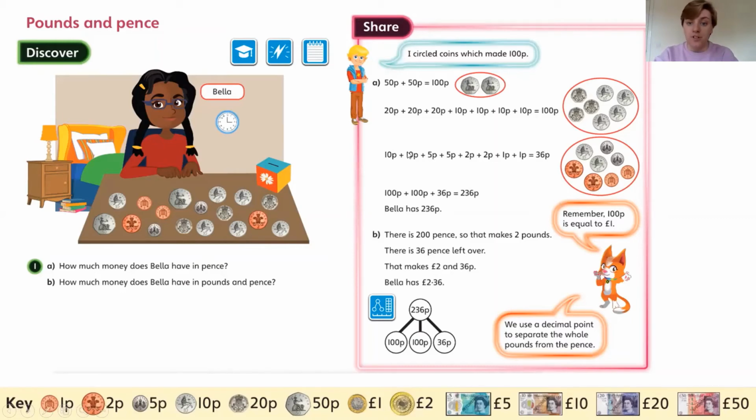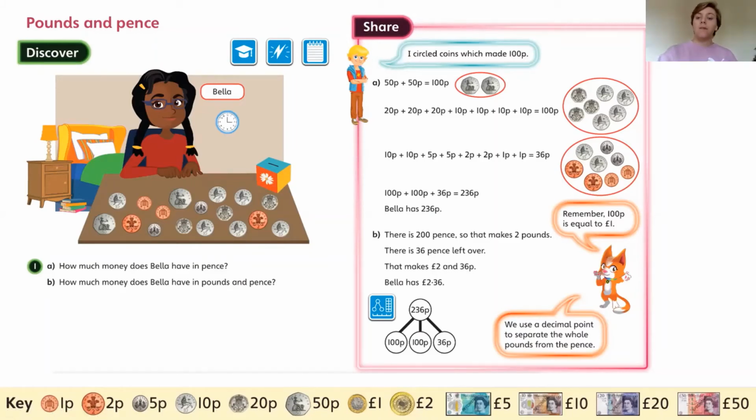So there was 2 10p's, 2 5p's, 2 2p's, and 2 1p's. And they all add together to make 36p. So altogether, Bella has 100 pence, and 100 pence and 36 pence. So that makes 236 pence. So altogether, Bella had 236 pence.